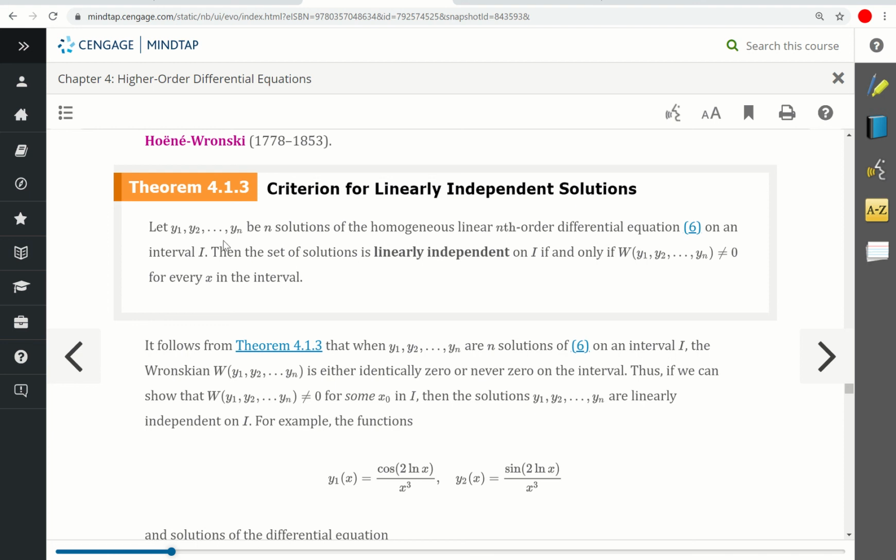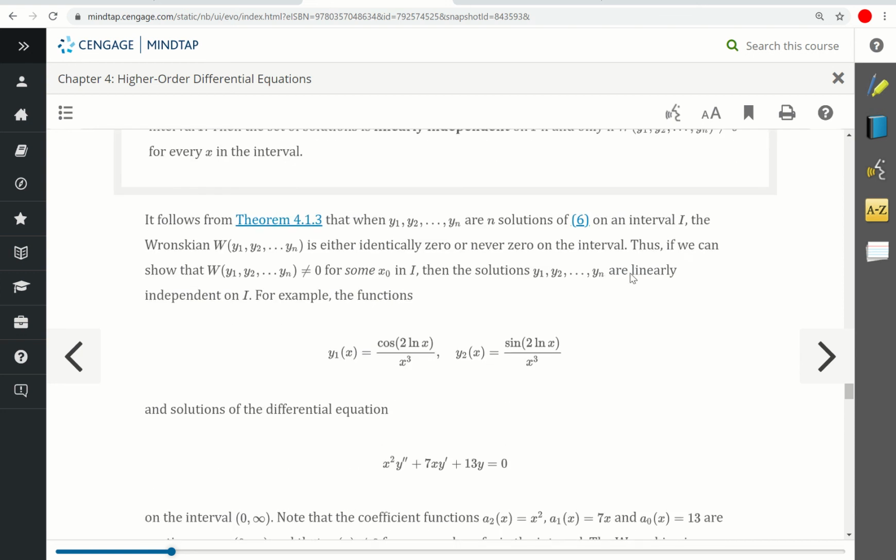Suppose we have solutions y1 through yn to the linear homogeneous ODE. Then this set of solutions will be linearly independent on I if and only if the Wronskian associated to those solutions, that determinant, is non-zero for every x in the interval I. So if that Wronskian is non-zero for every x in the interval I, then that collection of solutions is linearly independent. If the Wronskian is equal to 0 for some x's in the interval I, then these solutions would be linearly dependent.